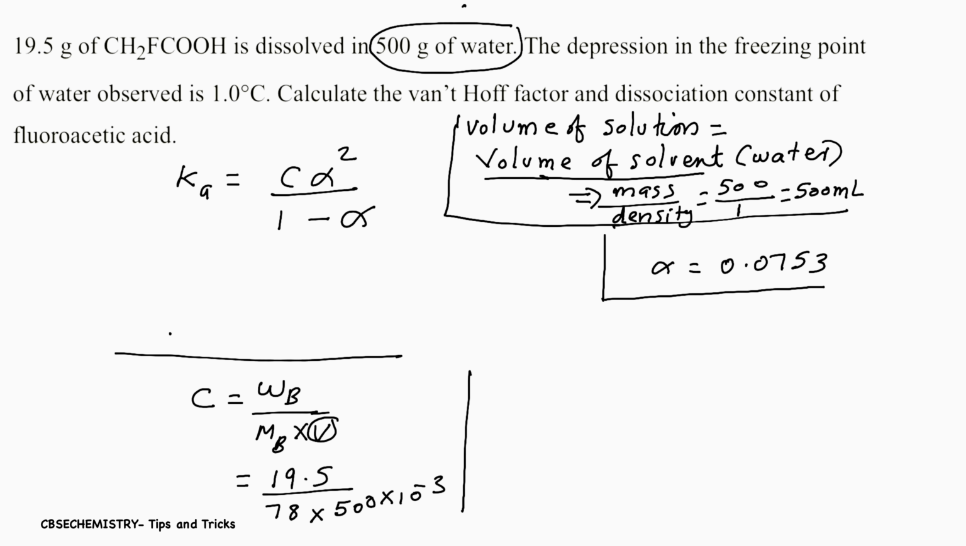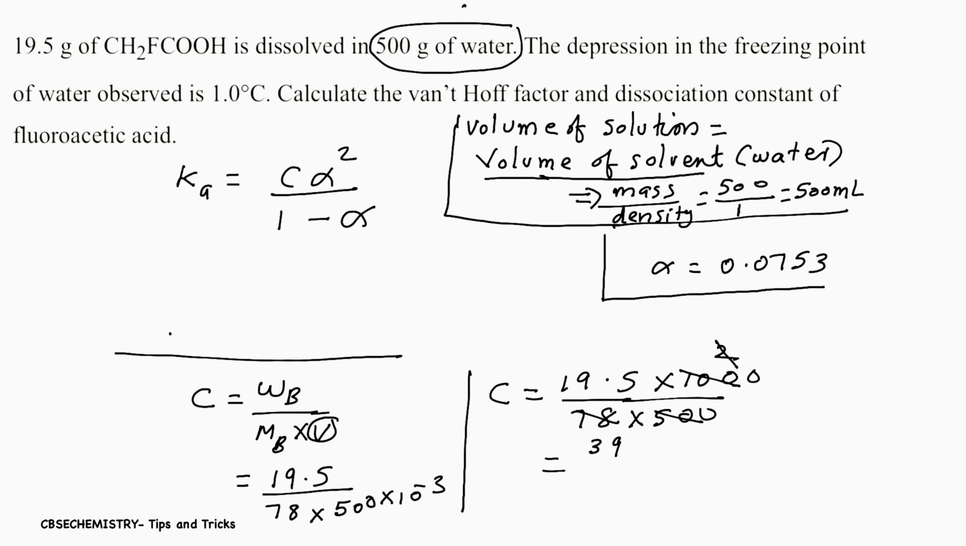So what we can write? Molarity is equal to 19.5 by 78 into 500 into 10 raised to minus 3. On numerator, you will be having 10 raised to 3, right? So that is 1000. So you can cut this 500, right? And 2 and 78. So concentration, molarity, is what? 19.5 by 39.